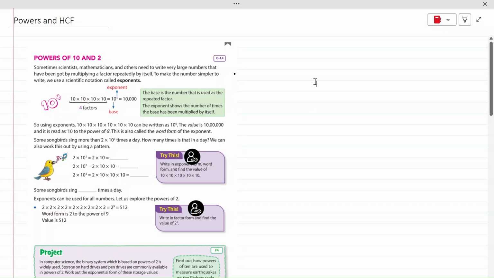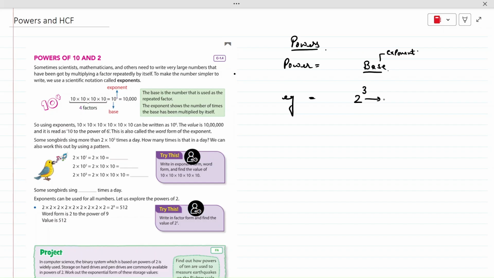HCF. So kids, first of all, we have to understand what powers are in mathematics. A power has two parts to it. One is the base and the other one is the exponent. For example, if I write 2 to the power 3, here 2 is the base and 3 is the exponent.